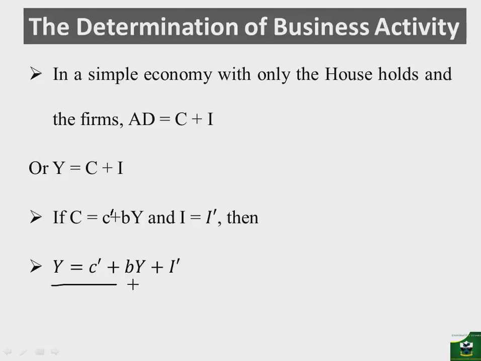So this becomes our GDP equation, or our aggregate demand equation, when we define what consumption and what investment is. Okay, so let's now take it to deriving the multiplier.